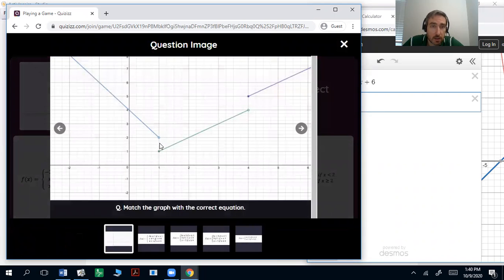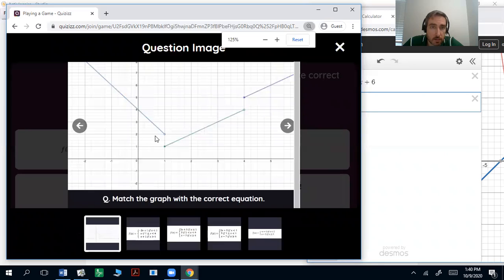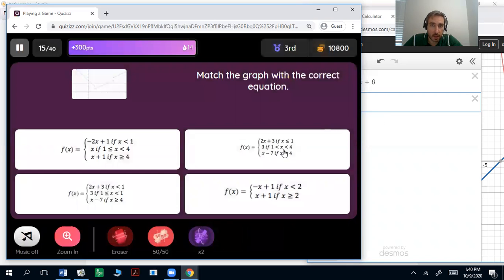If I zoom in a little bit, notice that's an open circle, and that's a closed circle. So open circle is less than, so anything less than 1 for that first one there. And notice that this one says less than or equal to 1, whereas this one says less than 1, and that one says less than 1. So it's one of these two.